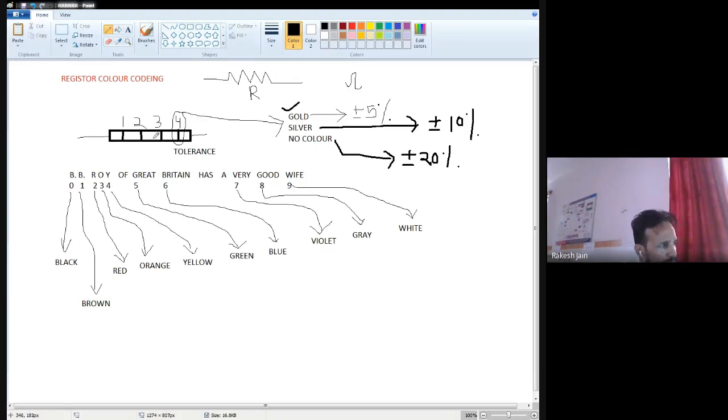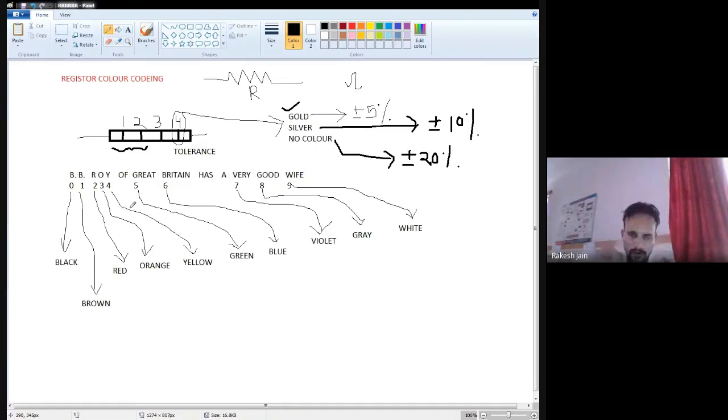Then the remaining first, second, and third. Since you know which one is the fourth color, the opposite side is first. At the place of first and second, you will see some colors among these 0 to 9 colors: brown, black, red, orange, yellow, green, blue, violet, gray, white. Any colors can be at the first, second, and third position. But right now I am talking about first and second. These are known as the first significant digit and second significant digit.